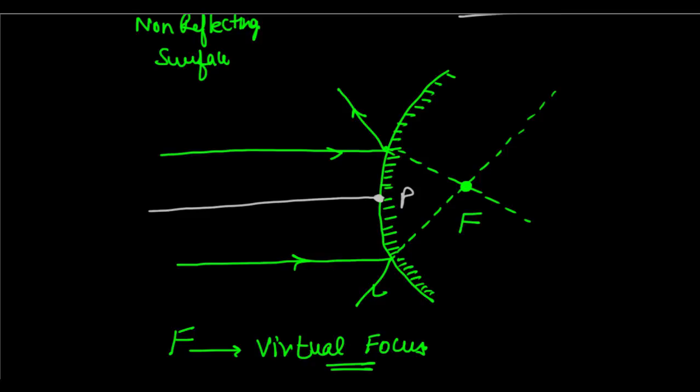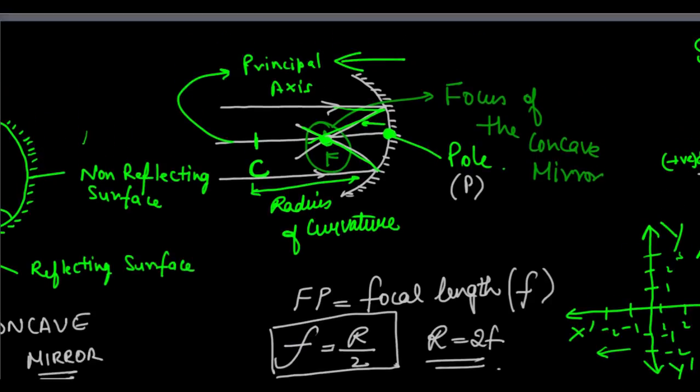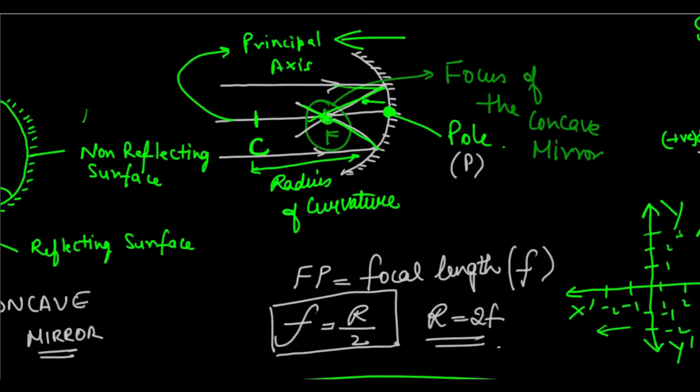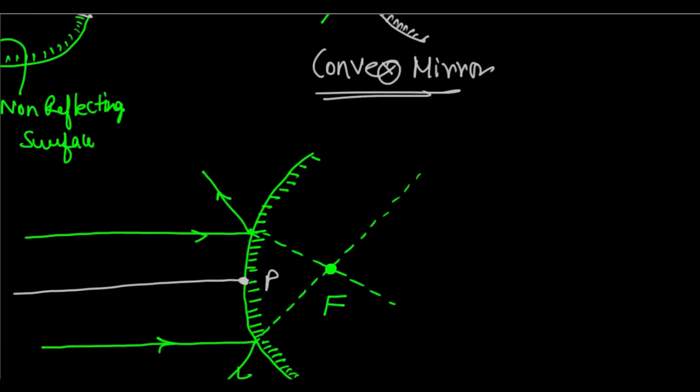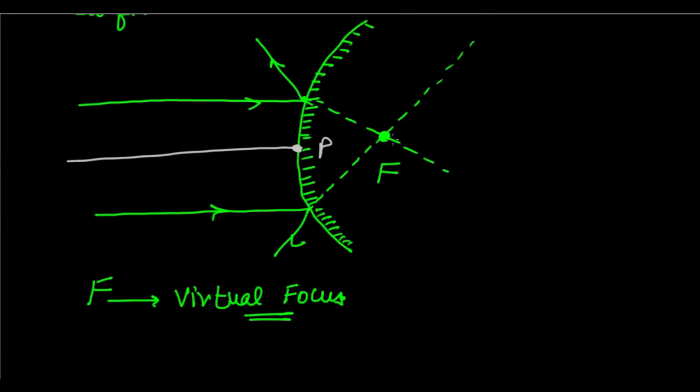But in the case of a concave mirror, as we have seen here, the rays are actually meeting after reflection. So this focus here is a real focus. Right? But in the case of a convex mirror, there is an imaginary focus or a virtual focus, which is behind the mirror. Again, it is not in front of the mirror, it is behind the mirror. You can see that, right? So that's my virtual focus.